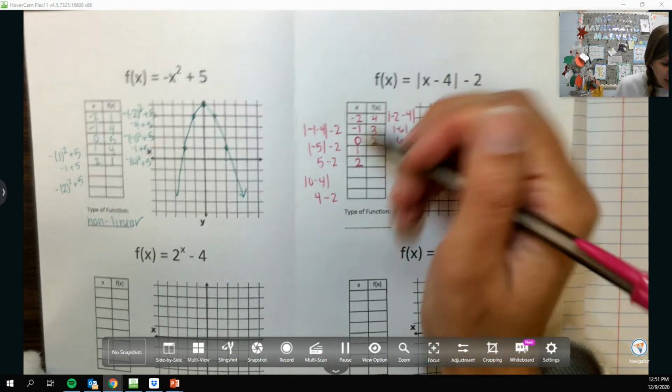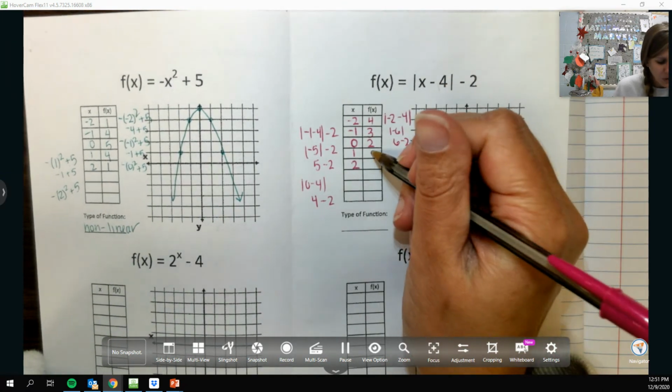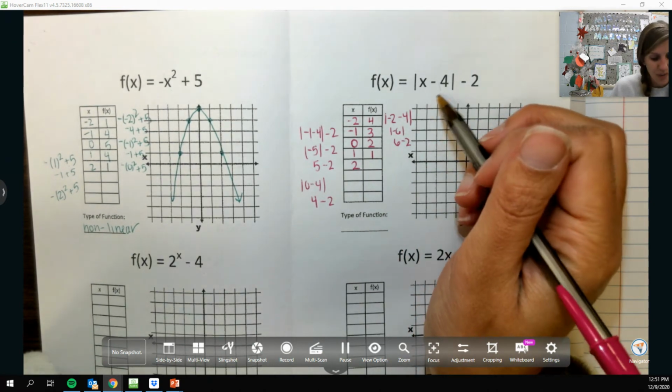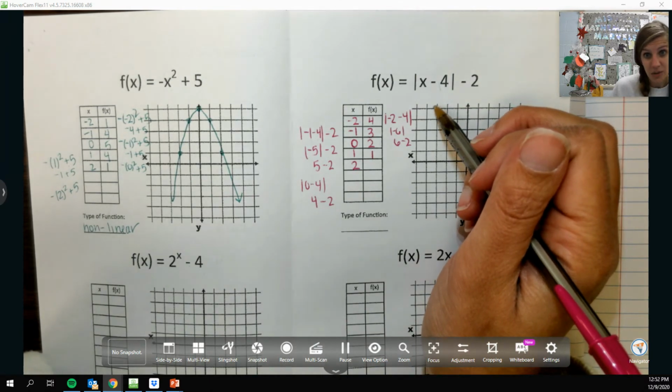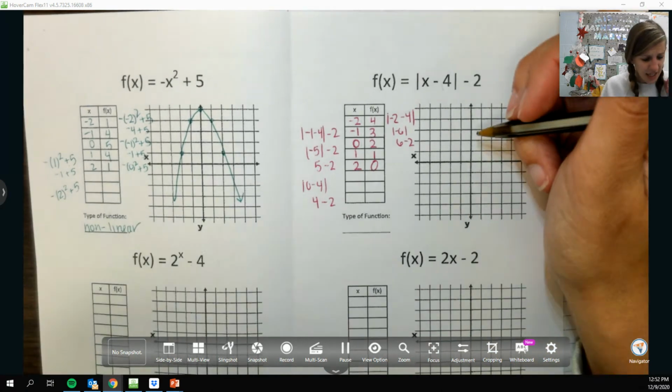Now, when I plug in the 1, we're going to have 1 minus 4, which is -3. Absolute value is 3 minus 2 is 1. When I plug in the 2, 2 minus 4 is -2. Absolute value of that is 2. Minus 2 is 0. So this does look like it's kind of doing a thing.